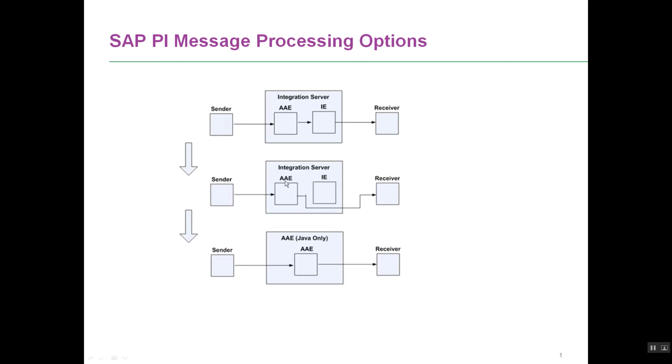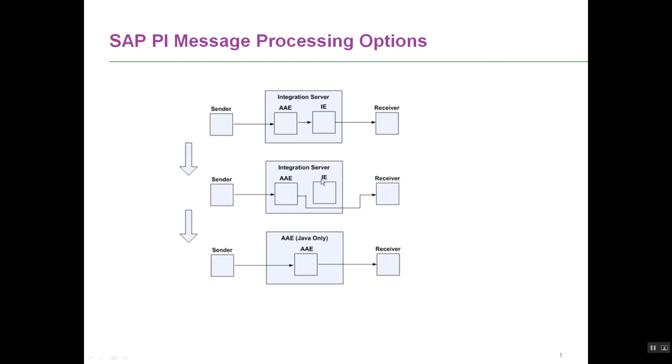So we look at what the integrated configuration does. Now, another evolution of PI: if you look at the arrows, this was the first, XI 3.0, PI 7.0, and then from PI 7.1, this option of PI message processing was supported. And from PI 7.31 onwards, you could install a Java only PI. Remember, we saw the difference between a Java only PI and a dual stack PI. This is nothing but a dual stack PI, right?